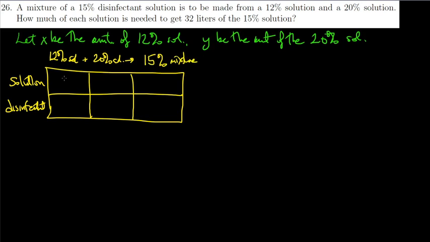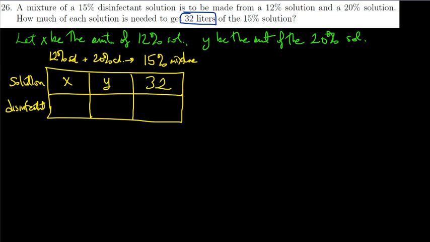Right? So the amount of the 12% solution, we don't know what that is. We'll call that x. The amount of the 20% is y. And the amount of the 15% mixture, that's given in the problem, right? That's 32 liters. So that's 32. Make that clearer. 32. Okay.